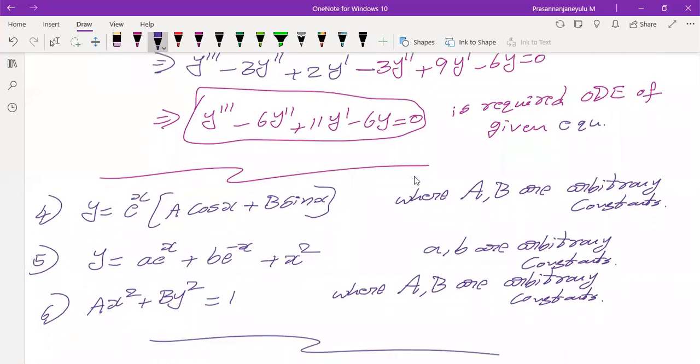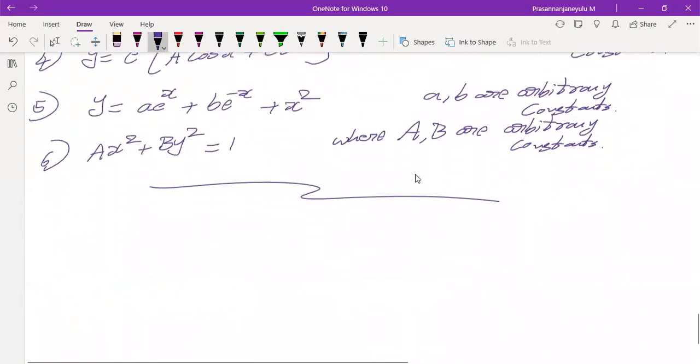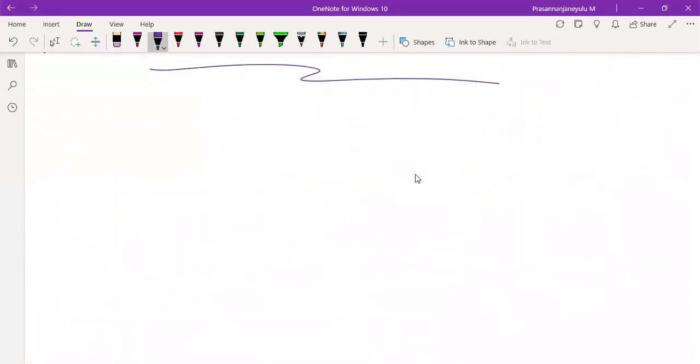But now they are not going to give any equation, but still we have to find that differential equation. For example, they are asking a question like this.